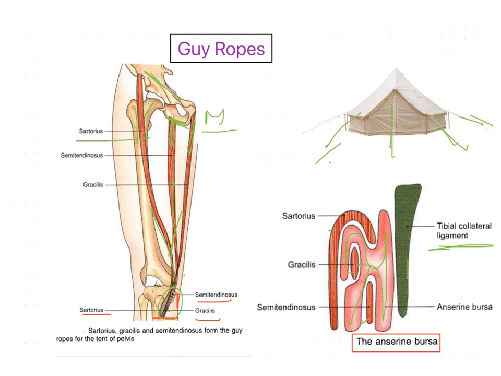Also, some of the structures related to the medial side of the leg are the great saphenous vein, and also the tibial collateral ligament, which are related on the medial side of the leg.